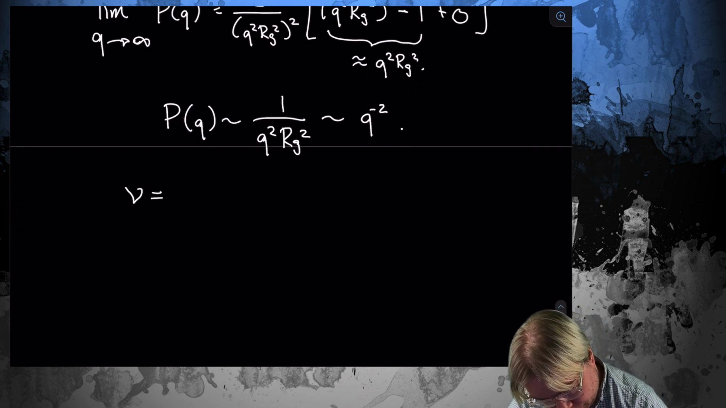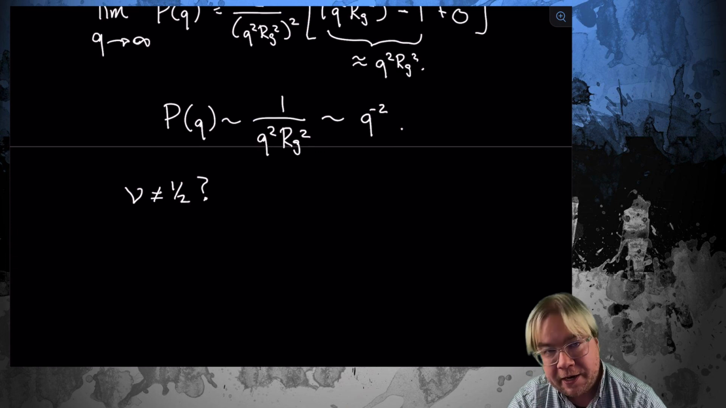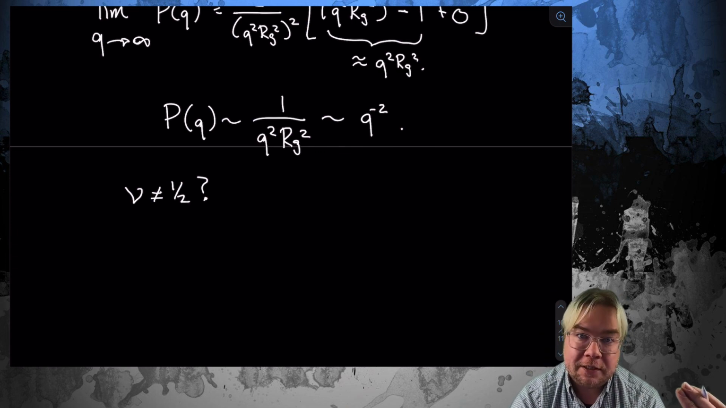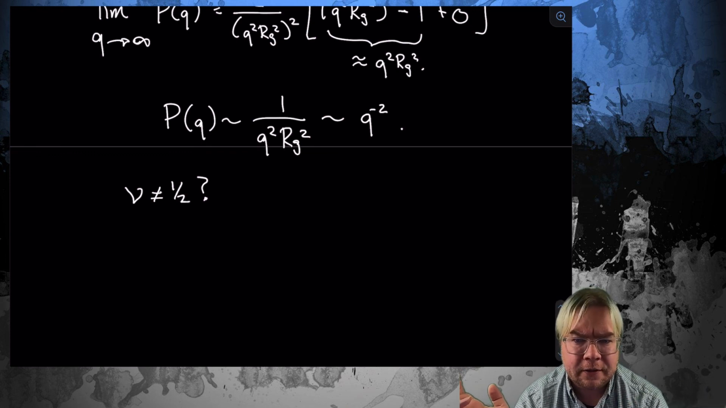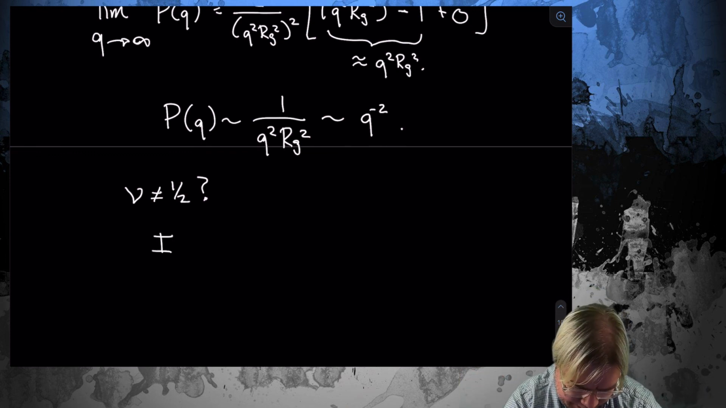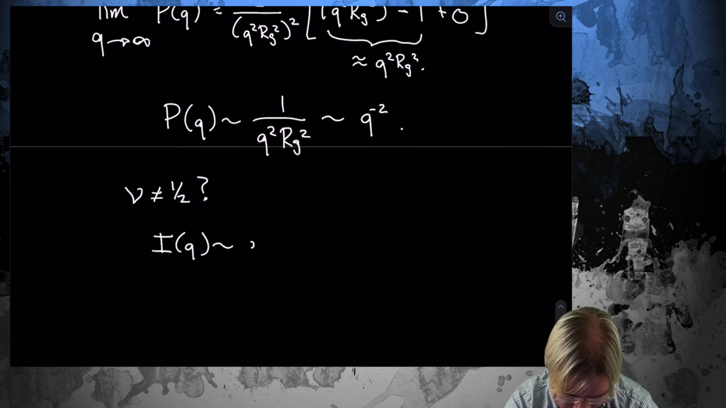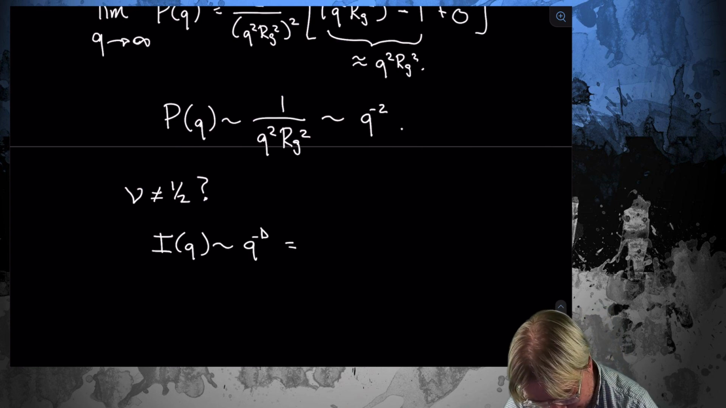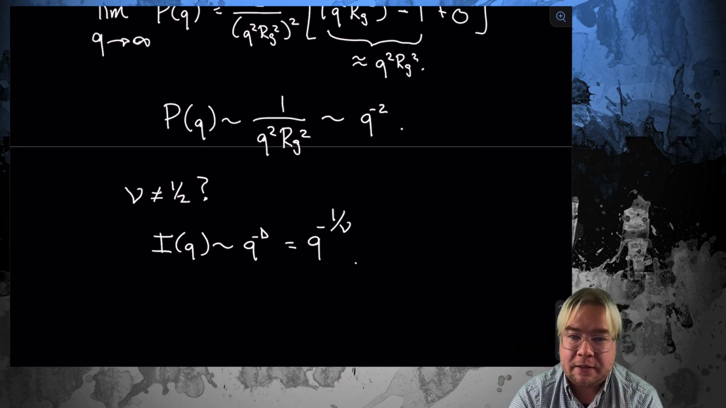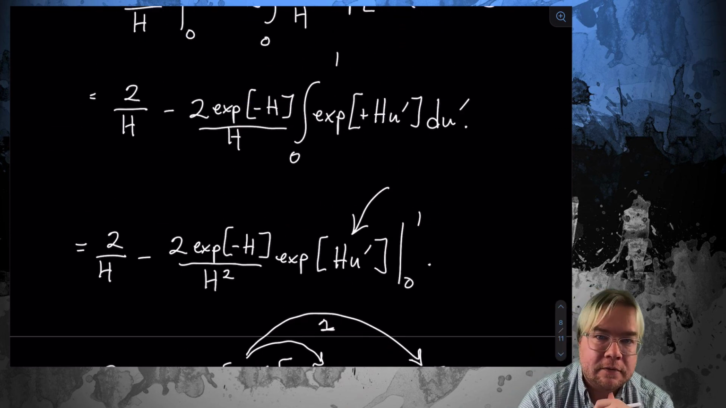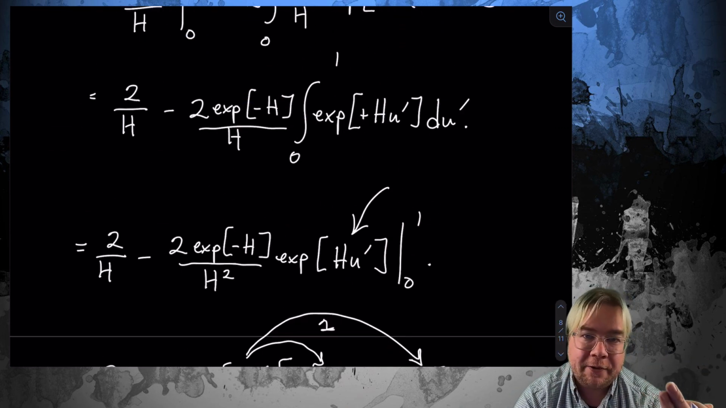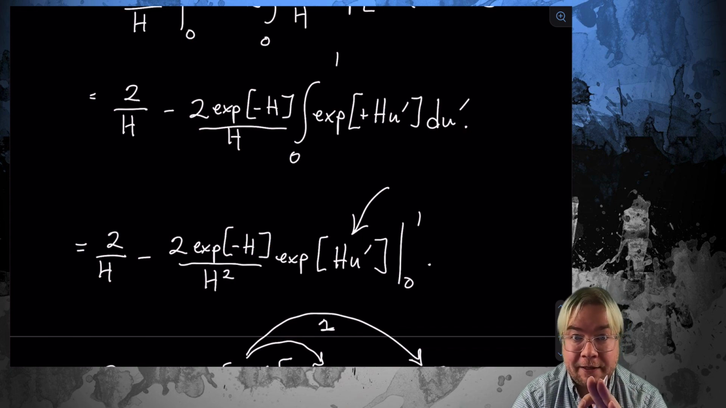What if nu is not equal to 1/2? Well, then this function doesn't work. And it's no surprise that it doesn't work. We derived it for nu equals 1/2, so why should it work in the other cases? In that case, you'll find that the intensity, of course, decays as Q to the minus D, which is going to be the same thing as Q to the minus 1 over nu. So this function is not going to have the right decay behavior. And if you take this approach with the integrals and try to derive a form factor when nu is not equal to 1/2, you can't do it analytically.